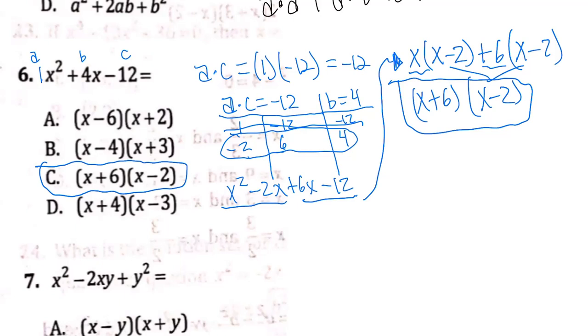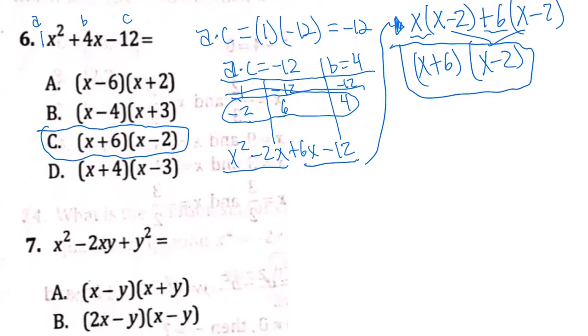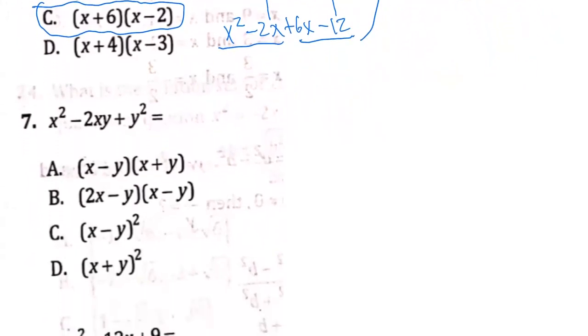Now we keep going. So same thing here, same step. We're gonna do the AC method, right? So here, 1 is my A. Let's see, 2 is my B, y squared.